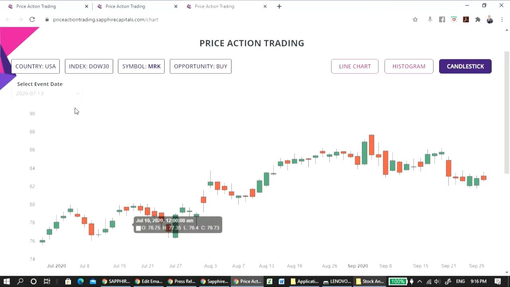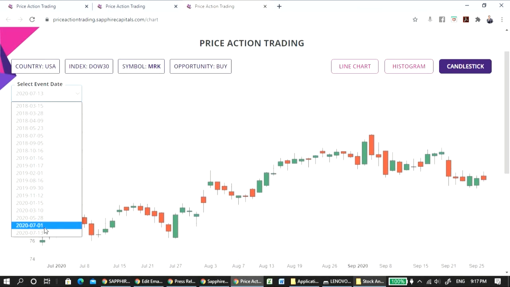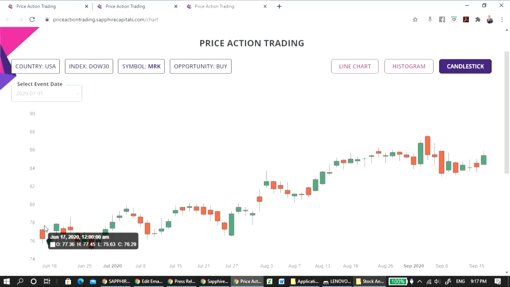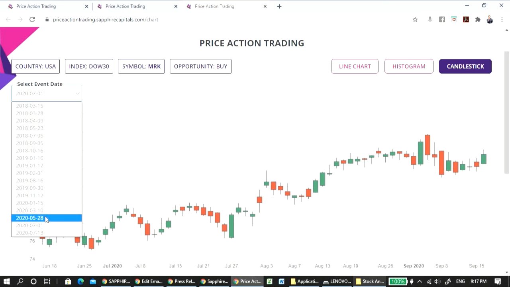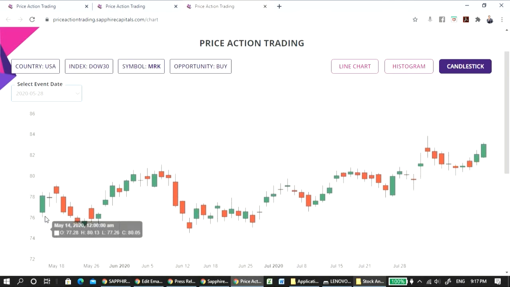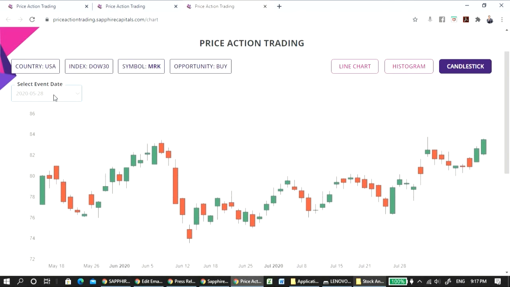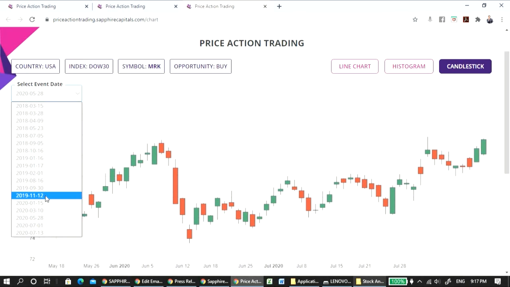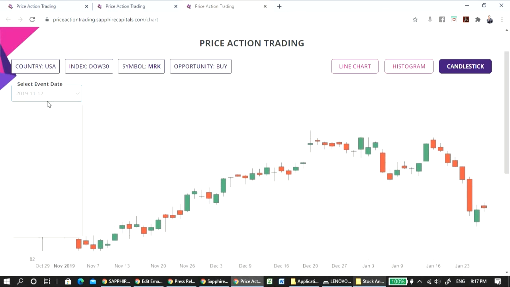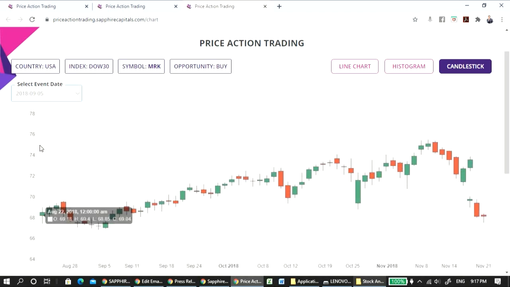So you can pick a date on which the price action event had happened, and then see the specific candlestick chart pattern corresponding to that. So this is 13th of July, and let's look at 1st of July. So what happened? So this is the candlestick pattern. Let's look at the other one. So 28th of May. So this is the pattern for that. And then you can selectively pick any date of your choice and then look at the candlestick pattern.